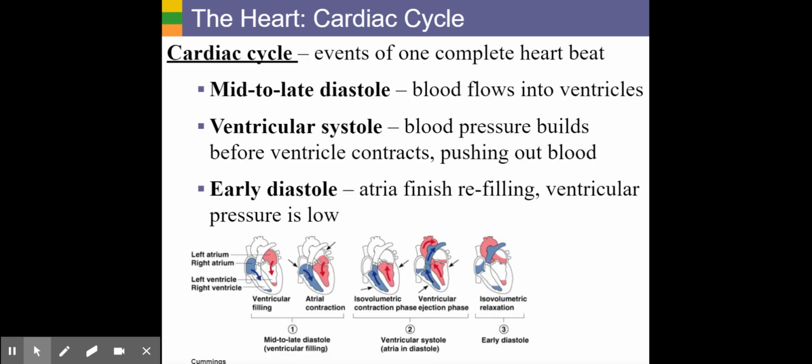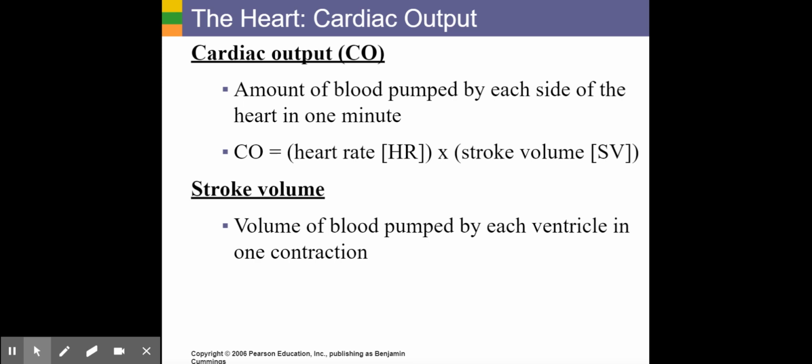This is just a little bit more about that cardiac cycle itself. So this is one complete heartbeat. Again, mid to late diastole, blood is flowing into the ventricles. Essentially the AV valves are open and blood is just flowing downwards. Ventricular systole, this is when the blood pressure is building and the AV valves would be closed, okay? And then you get what's referred to as early diastole. The atria start to refill with blood, but the ventricles are still closed off because those atrioventricular valves are still closed there.